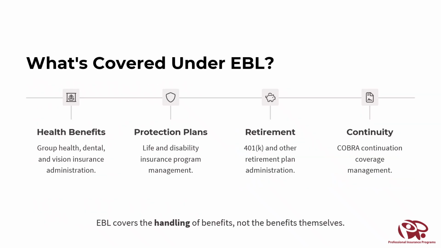So, what does EBL typically cover? It includes administration errors tied to group health, dental, and vision insurance, life and disability insurance, 401k and other retirement plans, COBRA continuation coverage. It's important to note EBL covers how the benefits are handled, not the benefits themselves. So if the error is in the way something was communicated or processed, that's where EBL comes in.